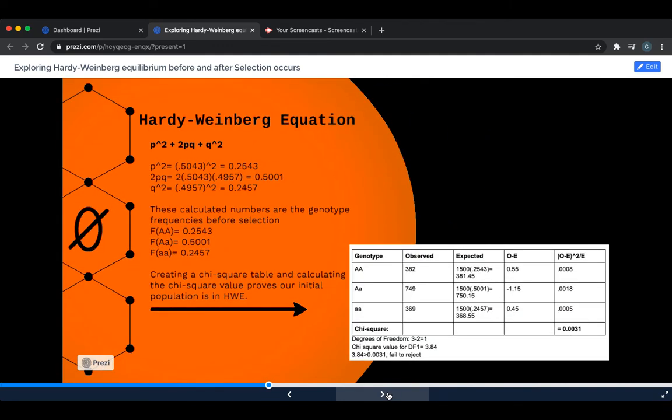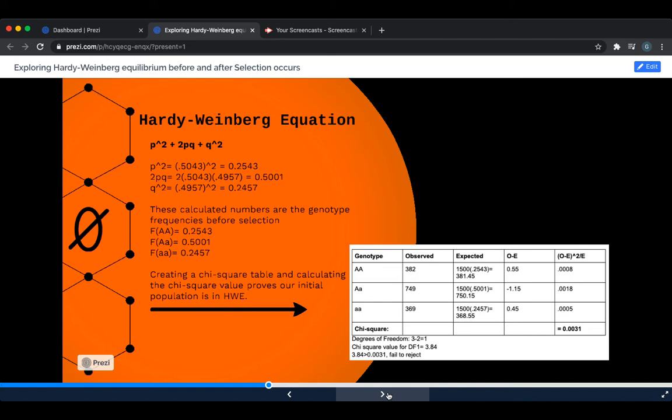Now that we have the allele frequencies, we can set up the Hardy-Weinberg equation and chi-square analysis to ensure our initial population is in Hardy-Weinberg equilibrium. We find the p-squared value by squaring the frequency of the big A alleles. This gives us our genotypic frequency for big A, big A. We do the same with q, squaring the little a allele frequency to find the genotypic little a frequency. We then multiply the two allele frequencies together and multiply by 2 to get the genotypic frequency for the heterozygote.